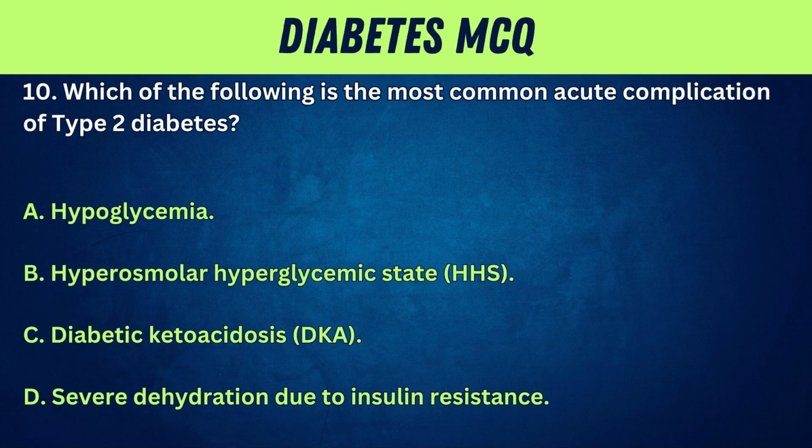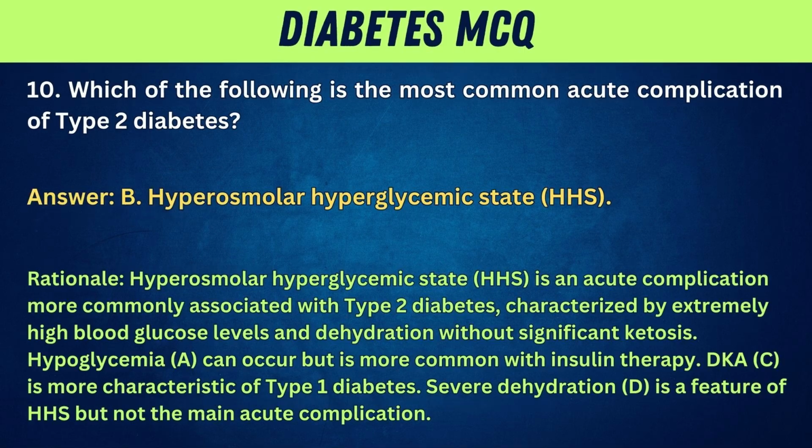10. Which of the following is the most common acute complication of type 2 diabetes? A. Hypoglycemia. B. Hyperosmolar hyperglycemic state, HHS. C. Diabetic ketoacidosis, DKA. D. Severe dehydration due to insulin resistance. Answer: B. Hyperosmolar hyperglycemic state, HHS.